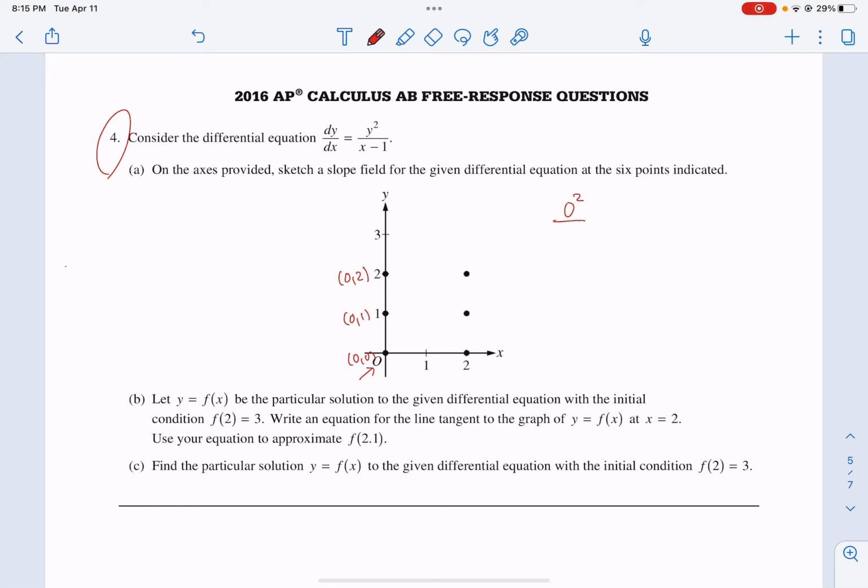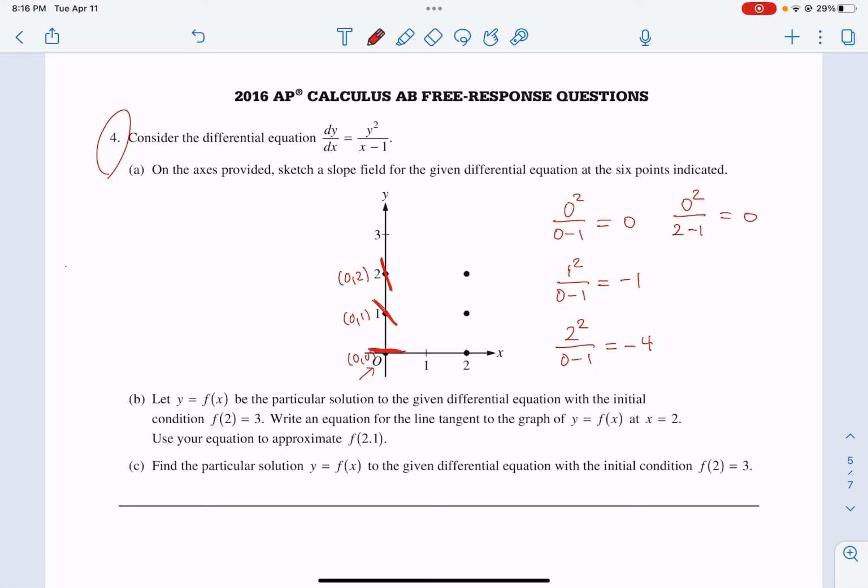But I'll plug in 0 first. So for (0, 0), I get a slope of 0. That's going to be a horizontal line. For (0, 1), we get this. Looks like we get -1 for the slope there. A -1 slope looks like that. For (0, 2), we get -4. Slope looks like that.